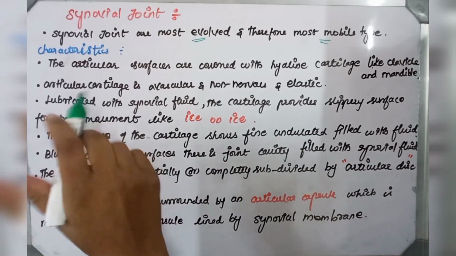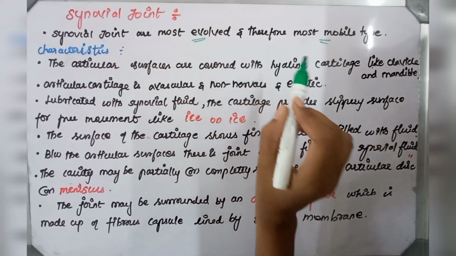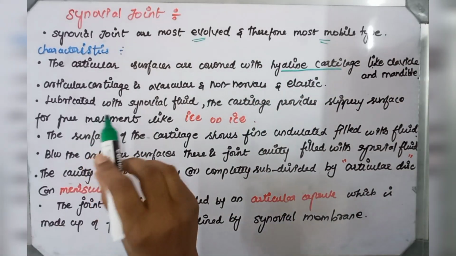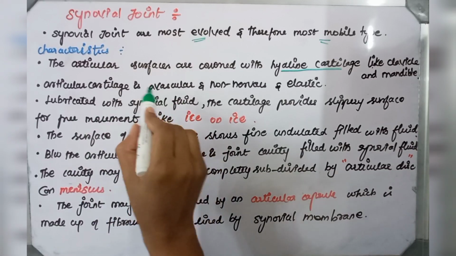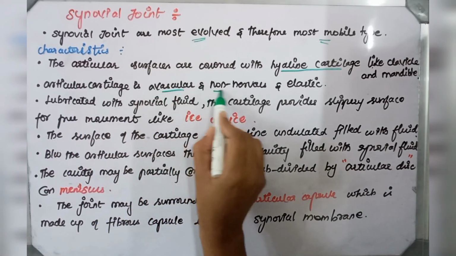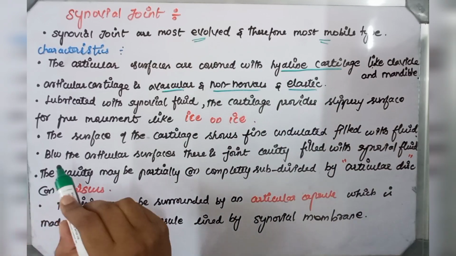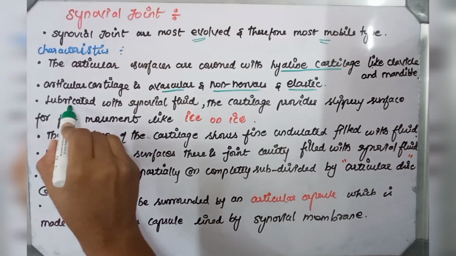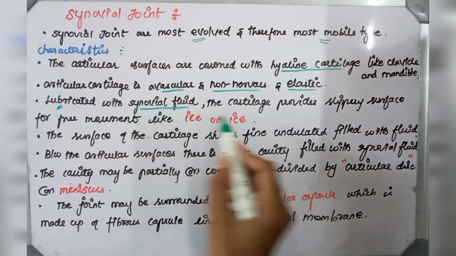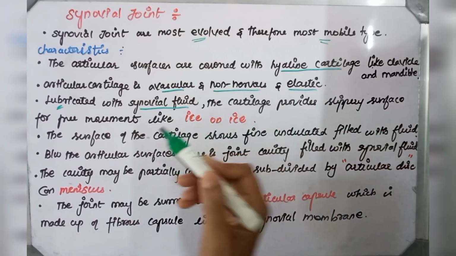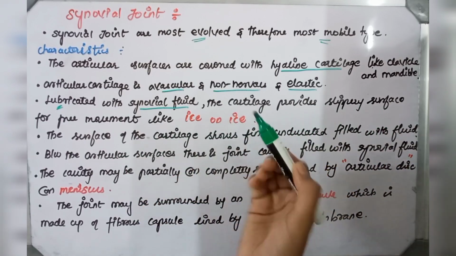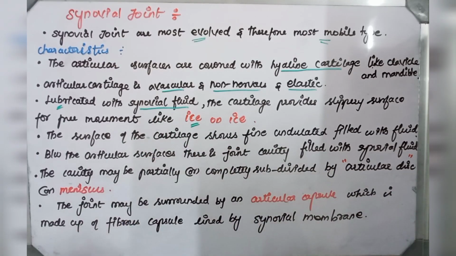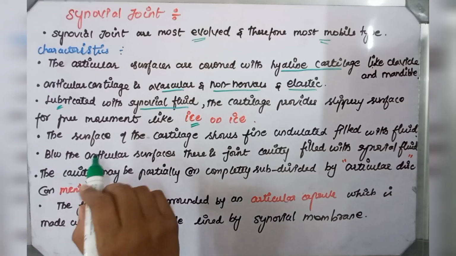First, the articular surface of the synovial joints is covered by hyaline cartilage, like in the clavicle and the mandible. The articular cartilage is avascular. This cartilage is avascular, non-nervous and elastic. The synovial joint is also lubricated. Lubrication is by synovial fluid, which provides a slippery surface for the free movement of the joints, resembling ice on ice movement.